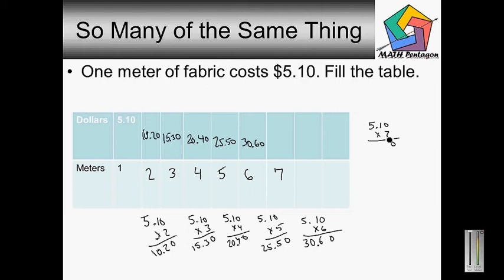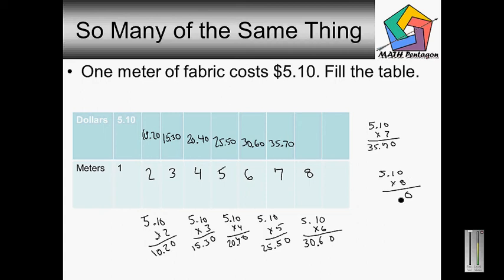So 0 times 7 is 0, 7 times 1 is 7, and 5 times 7 is 35. So we have $35.70. For 8 meters of fabric, we would do $5.10 times 8.